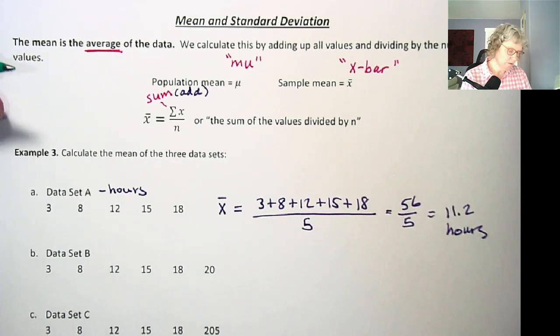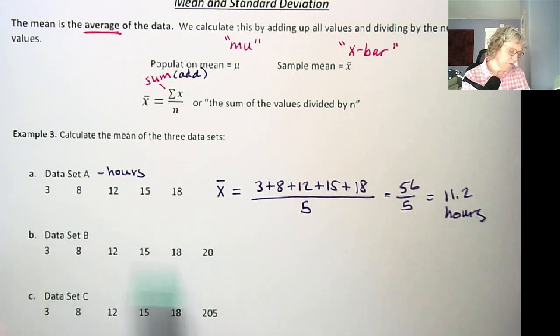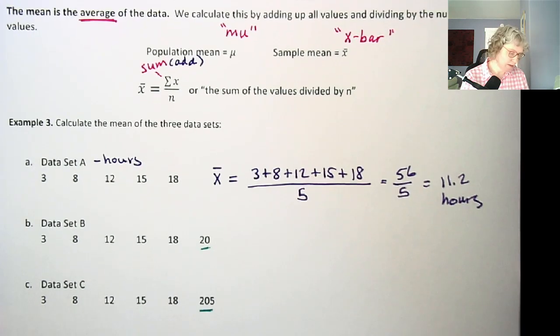Probably familiar too, but if not, no worries. Okay, so let's do this again. What I'm going to do is add, for data set B, a value of 20 so you see what happens to the average. And then I'm going to add a value, instead of 20, 205 so you can see what happens.